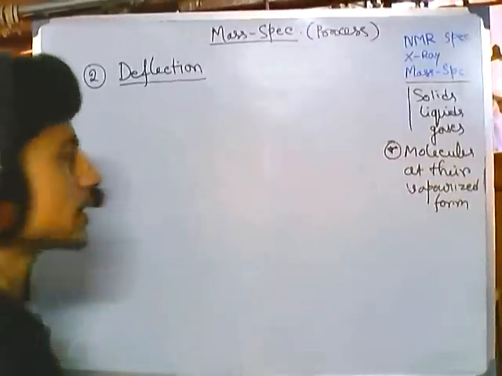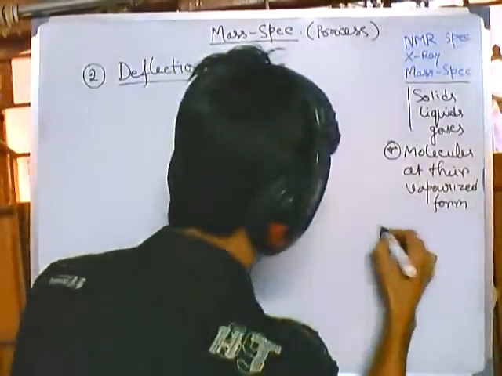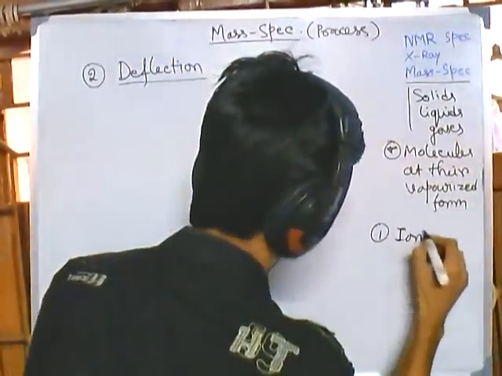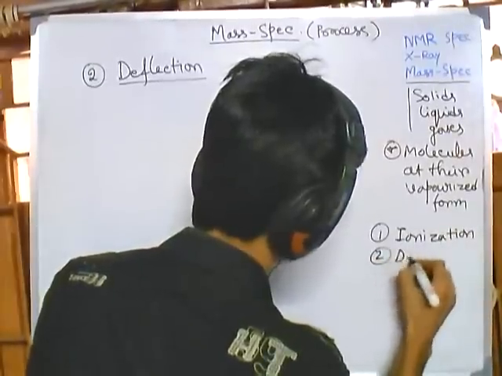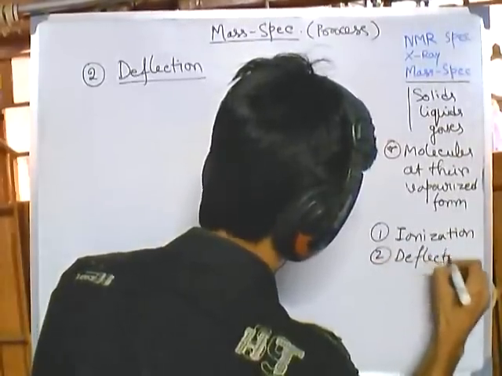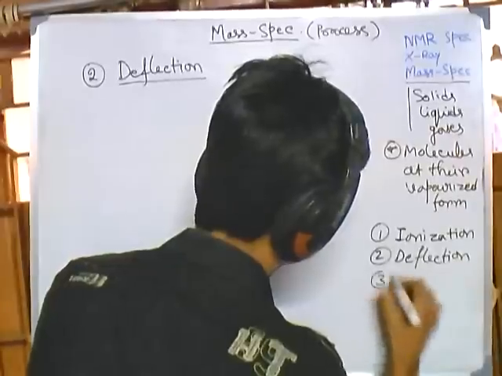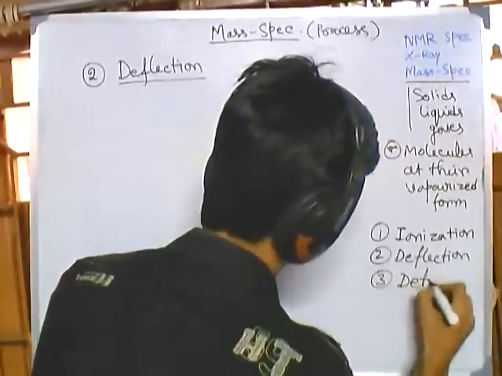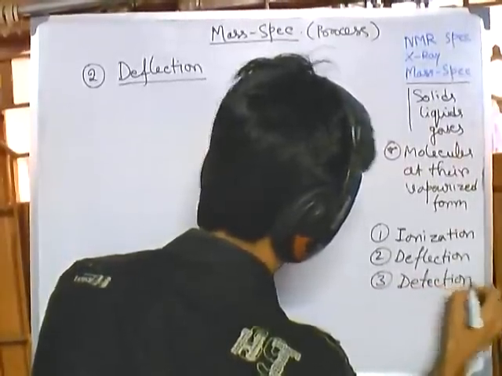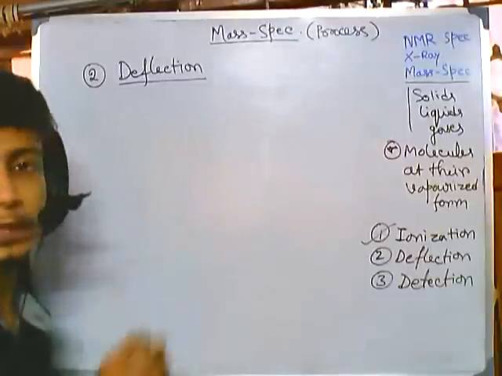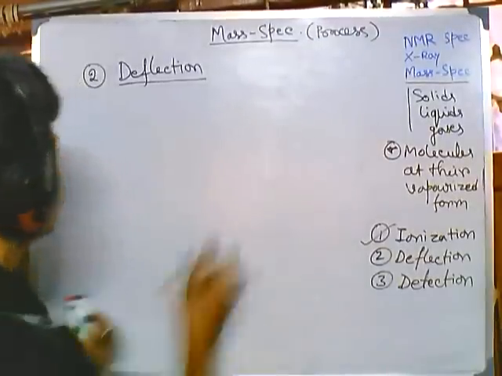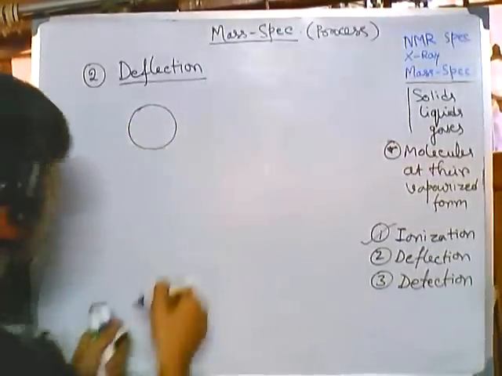Now in the deflection step, we have covered the first part, which is ionization. Now we are talking about the second part, deflection, and we will be covering the detection. We have covered this and we are on the deflection step. In this deflection, we have three different types of molecular ions.